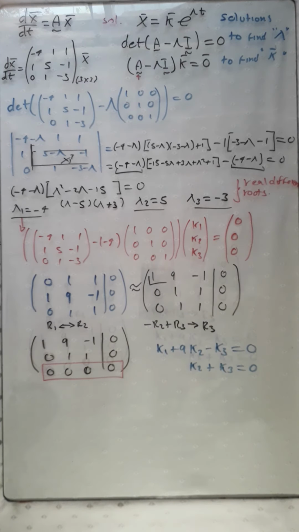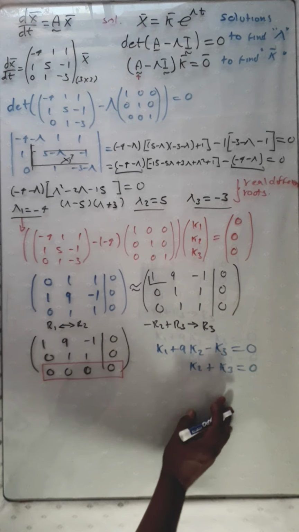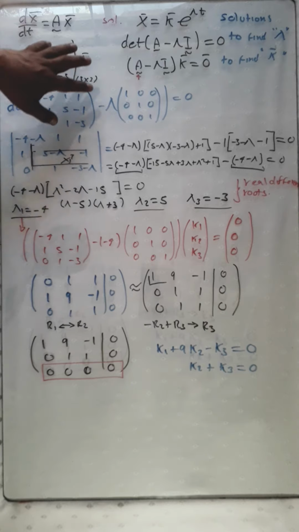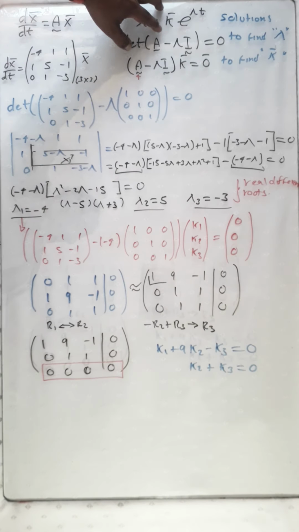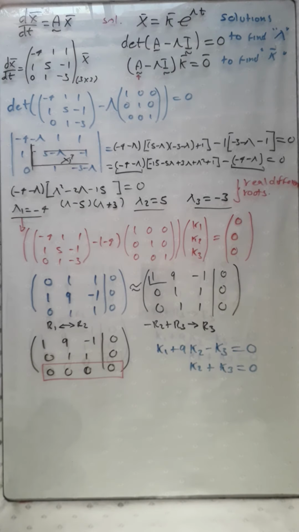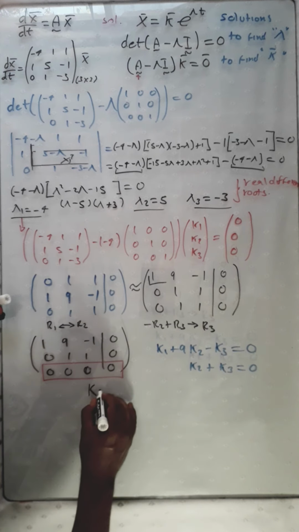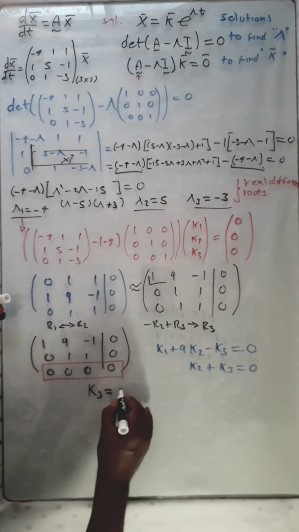Okay, so now let's give a value to k3, or we can give a value to k2. All right. I will choose k3 equal to something, but you cannot choose it equal to 0, because if you choose it equal to 0, your k vector will be 0. If your k vector is 0, then you don't have solutions. Okay, so let's choose k3, just for the sake of making something easy, k3 equal to 1.